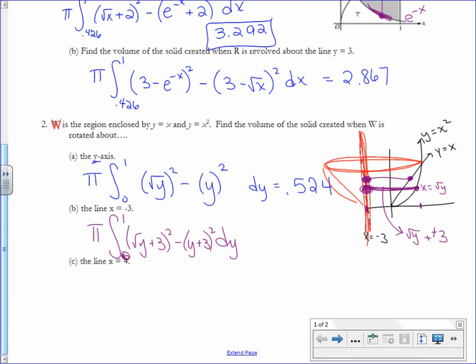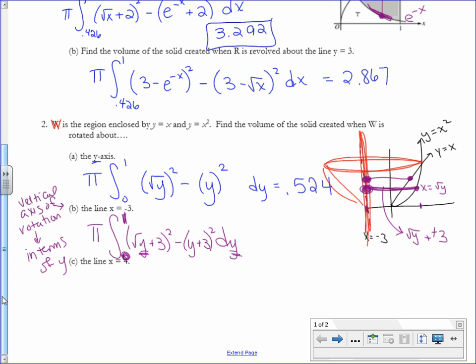Now, the boundaries, if you'll notice, are still 0 and 1. Your boundaries only have to do with the boundary of the region, not the boundary of the volume. So you can revolve around anything you want. These bounds are still going to be 0 and 1 no matter what. The reason we are in terms of y is because we're revolving around a vertical line. So vertical axis of rotation means in terms of y. So make sure you know that from now on.